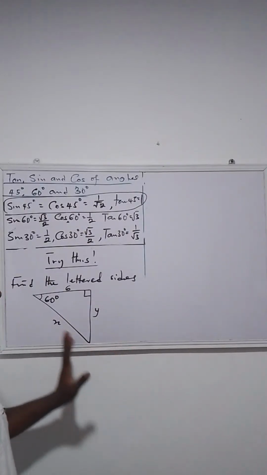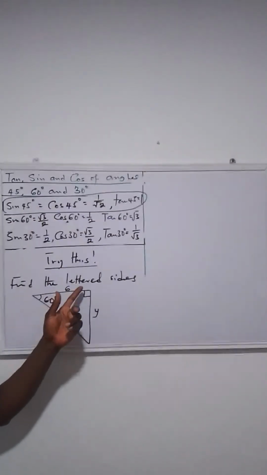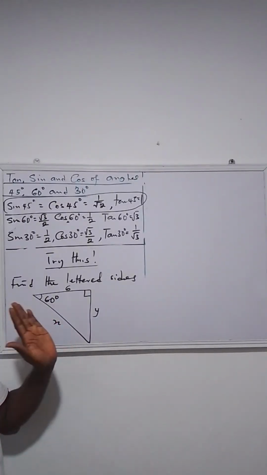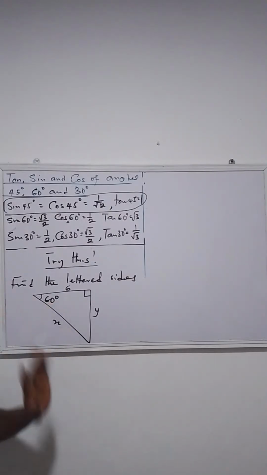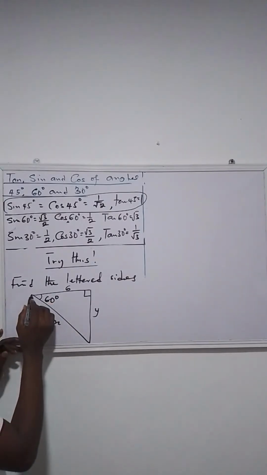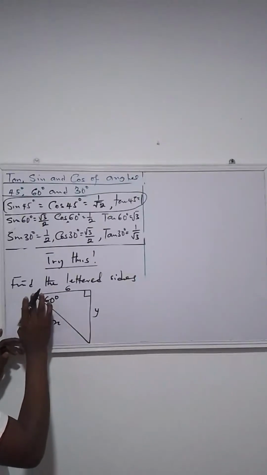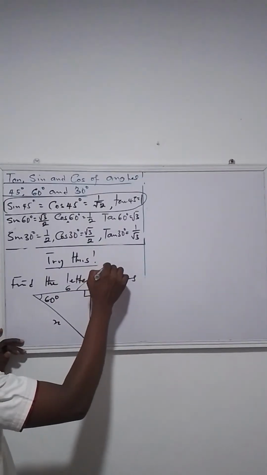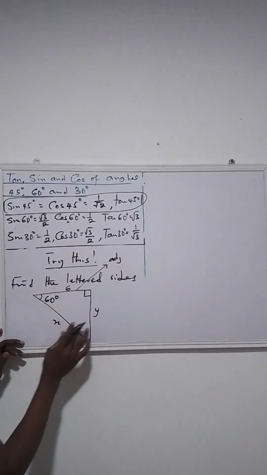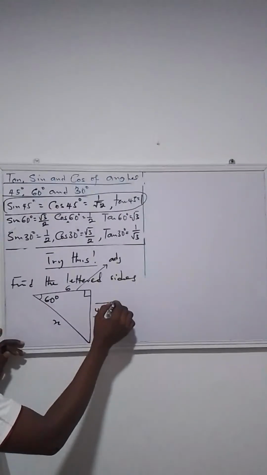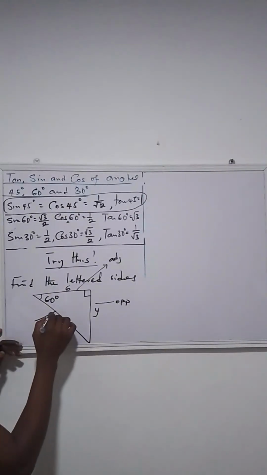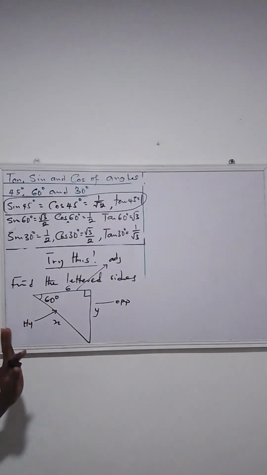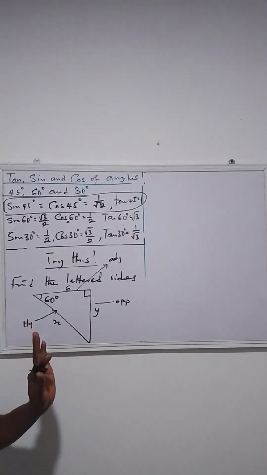All right, now let's look up. Now, you have to find the lettered side. The first thing is to identify the opposite, adjacent, and hypotenuse in this diagram. Now, this is the adjacent, the side that touches the reference angle at 90. So, this is the adjacent. Now, this is going to be the opposite, and this is the hypotenuse, the side that is facing the right angle. Okay, now the first thing is to get the value of x.